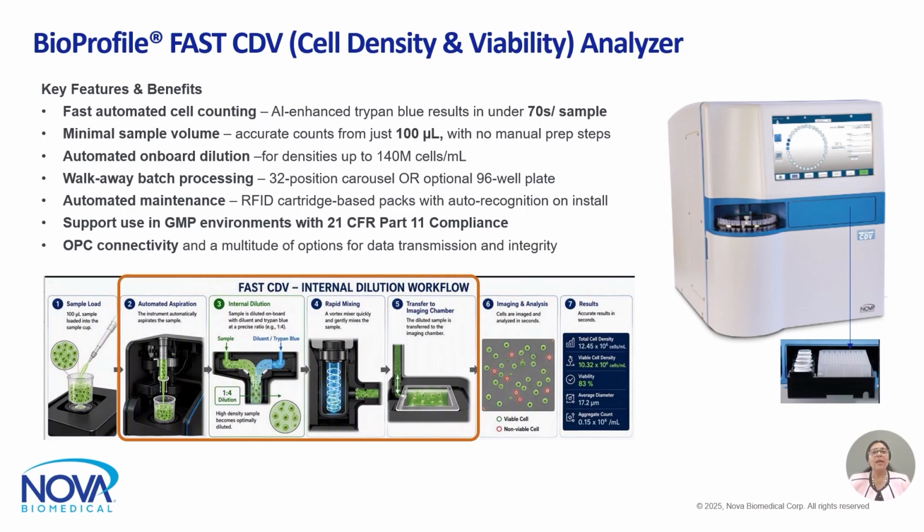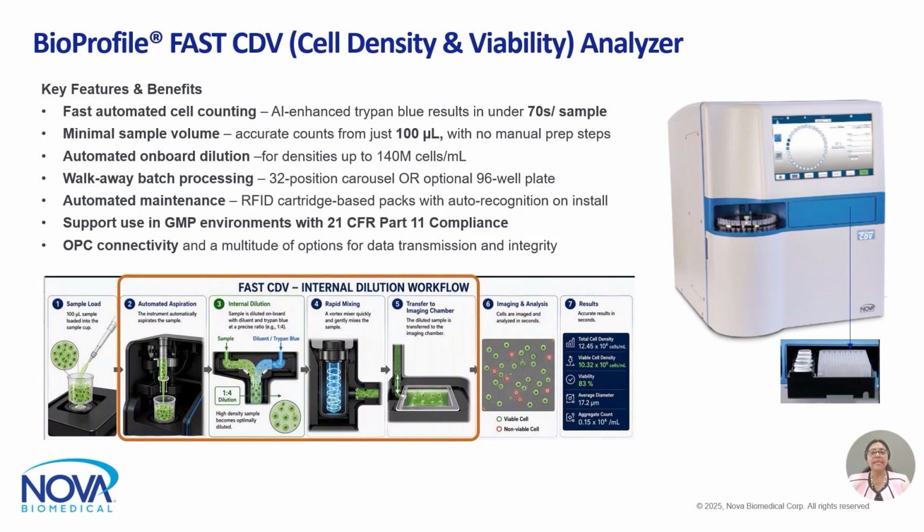The onboard automated dilution handles densities up to 140 million cells per mil, so high-density cultures need no rework. It provides walk-away throughput with the 32-position carousel or optional 96-well plate, freeing up operator time. RFID cartridge packs self-recognize on install, keeping maintenance simple and traceable. It is GMP ready, 21 CFR Part 11 compliance plus OPC connectivity provide flexible data transfer options.